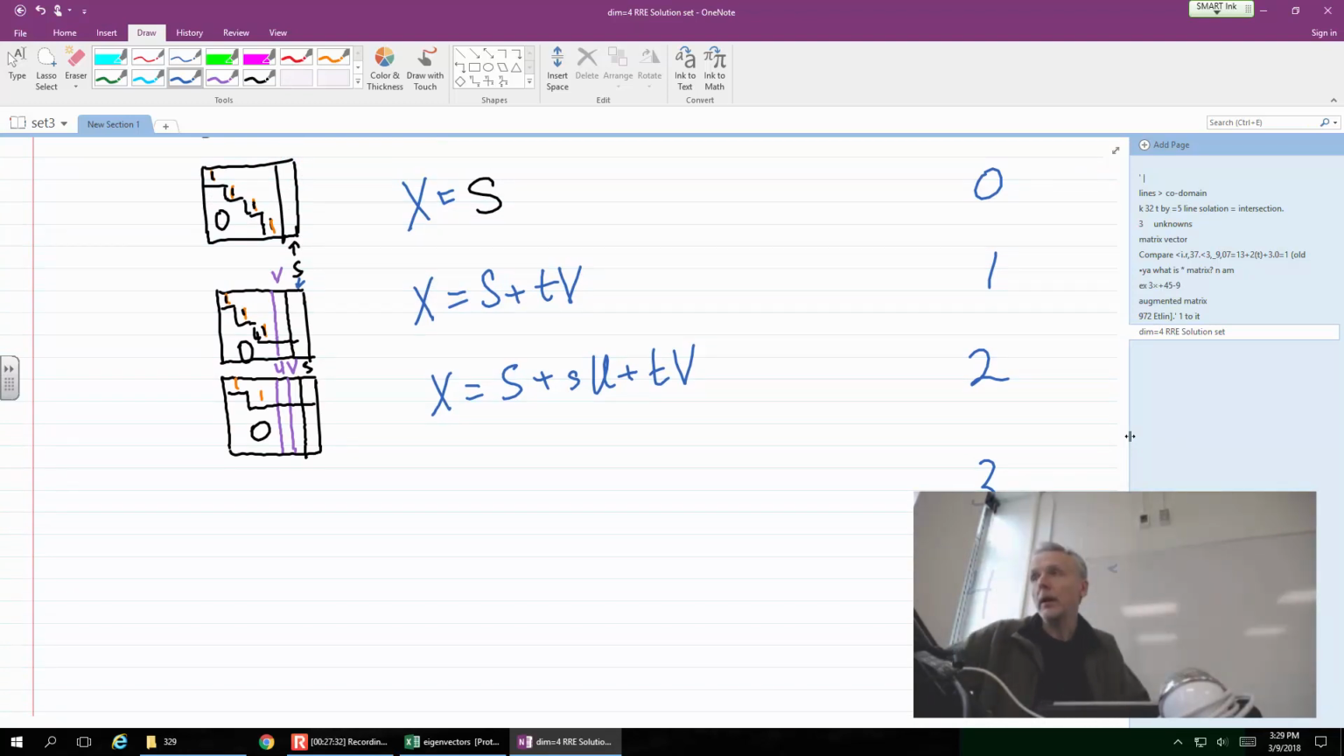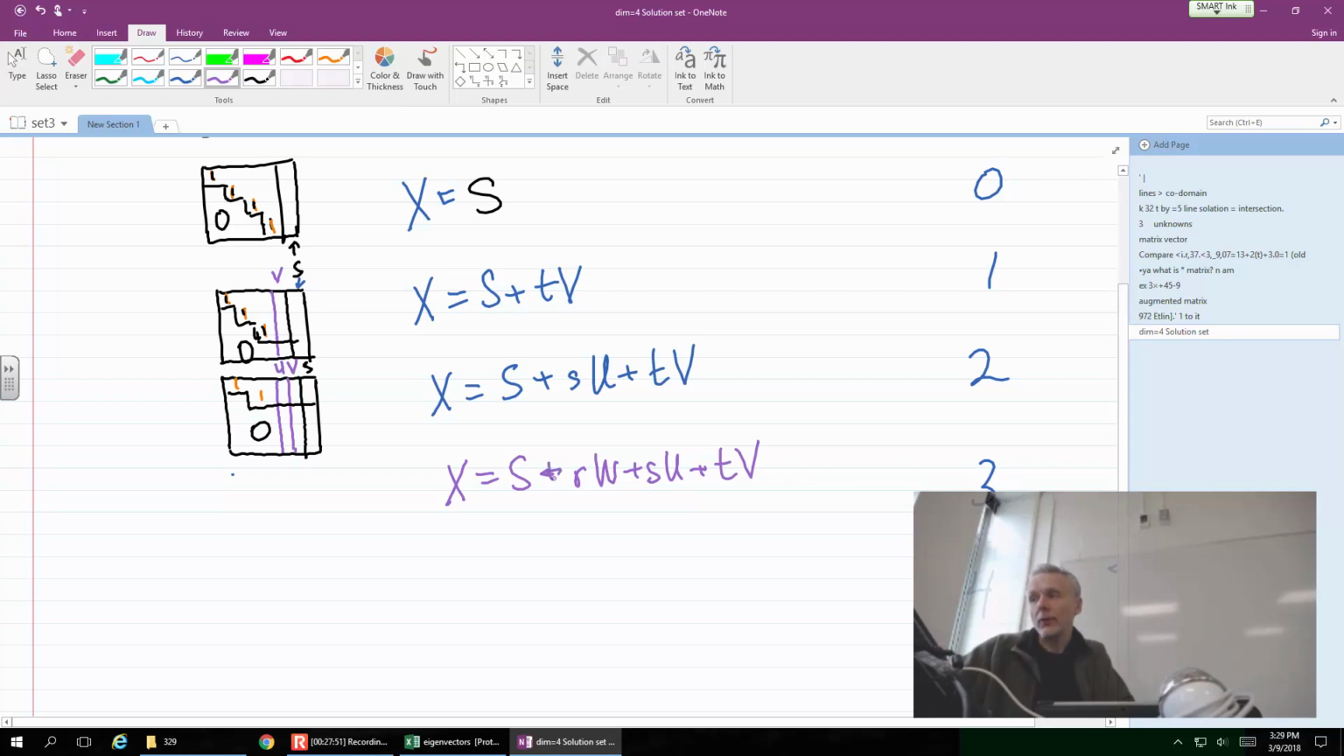So 3 and 4, depending on how many leading ones we've got. You can see the solution will be x is equal to s plus, say, what variable am I running out of, r w plus su plus tv. So the space of solutions is 3-dimensional. That 3-dimensional space is located in our 4-dimensional space of unknowns. So as you can see, there are fewer and fewer restrictions.